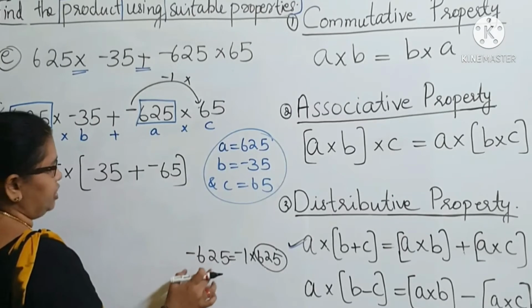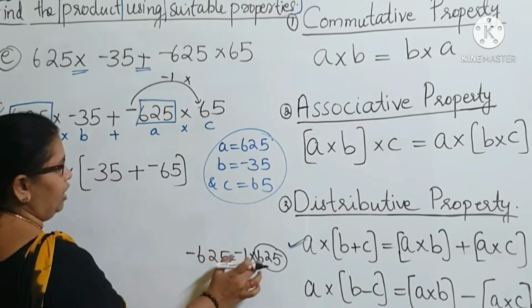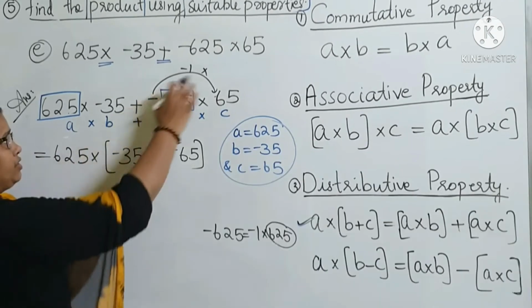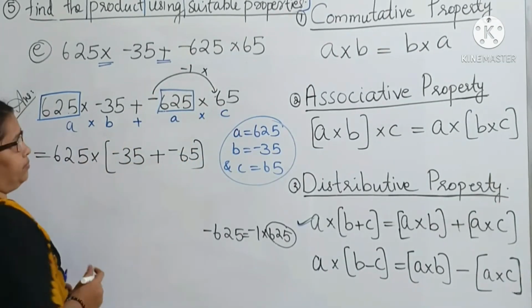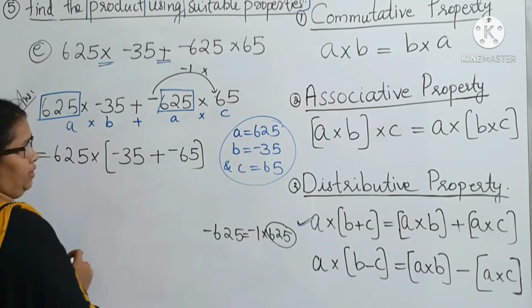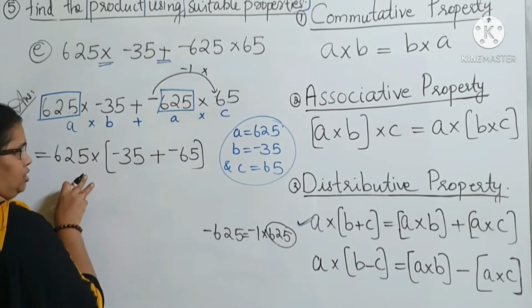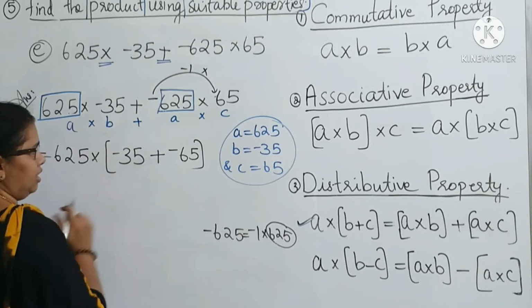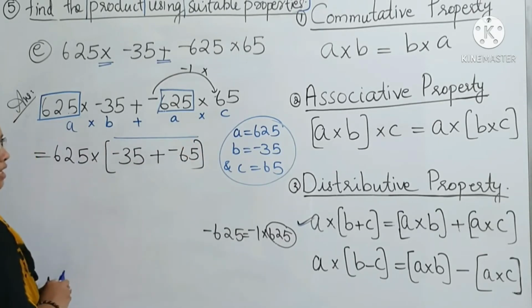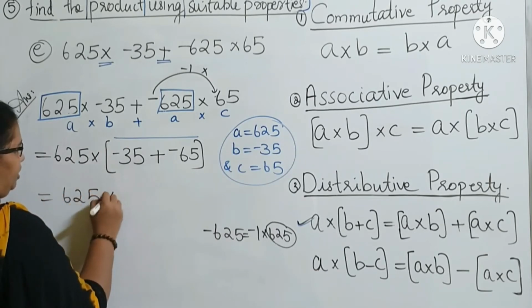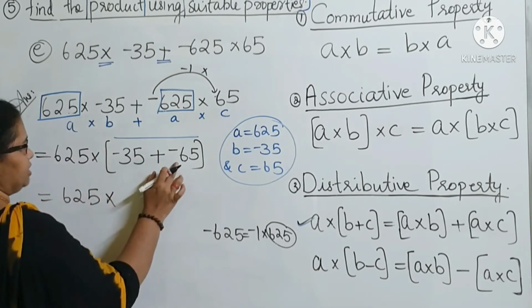That is, negative 625 is equal to negative 1 into 625. We took only the 625 outside. The negative sign goes to 65, that is negative 65. Negative 1 into 65 is negative 65. Take the common factor outside and write the remaining integers in the bracket. Do the operations in the bracket first. That is equal to 625 into (negative 35 plus negative 65).